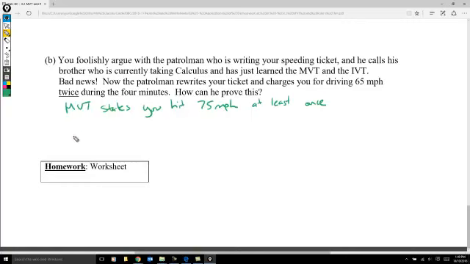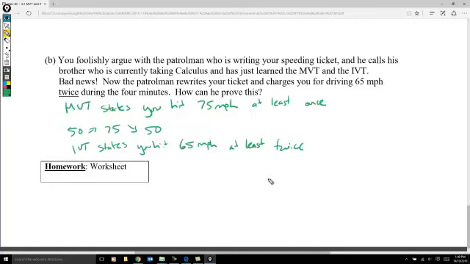Now if you passed the first cop car at 50 miles per hour, and I know that at least one time you were at 75 miles per hour, and then you passed your second cop car at 50 miles per hour, that means that because of IVT, I had to hit 65 miles per hour at least twice. I don't know how many times I hit it, but at least twice. So I can say that IVT states that you hit 65 miles per hour at least twice, resulting in 2 speeding tickets. So if this ever happens to you, that sucks, but not much you can do about that. All right, that's it. Later.